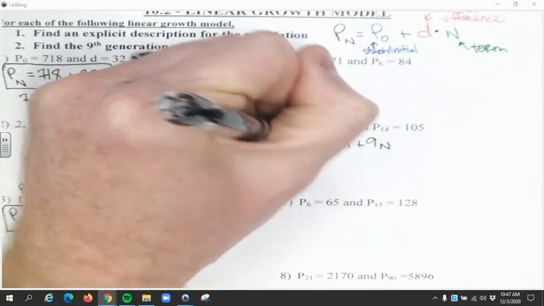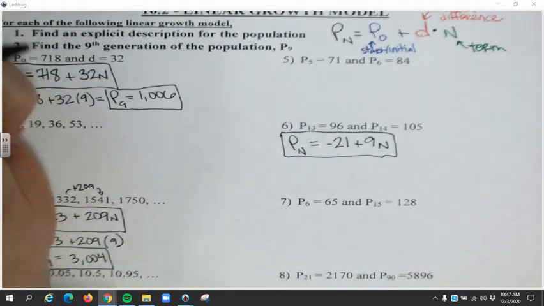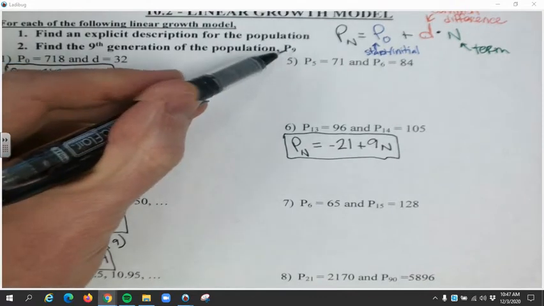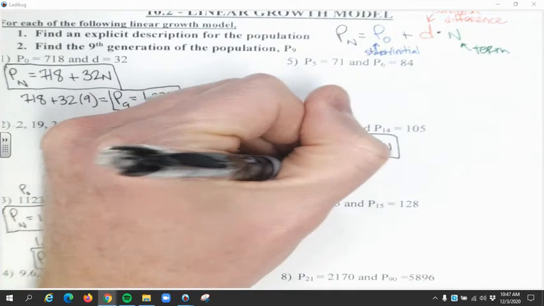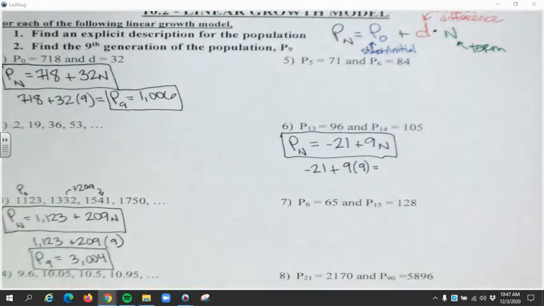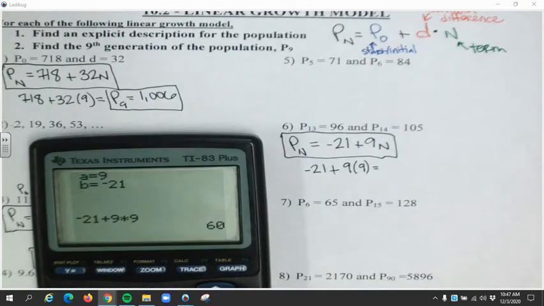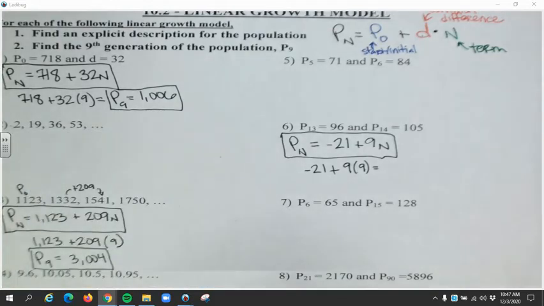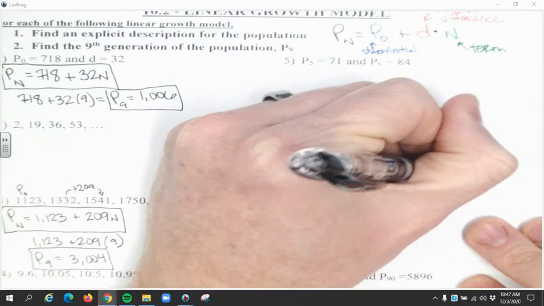And then just like for all the previous questions, I'm going to find the second part by plugging in the 9th generation. So I'm going to plug in 9 for n. So negative 21 plus 9 times 9. And it gives me 60. So that means that P's of 9 is equal to 60.